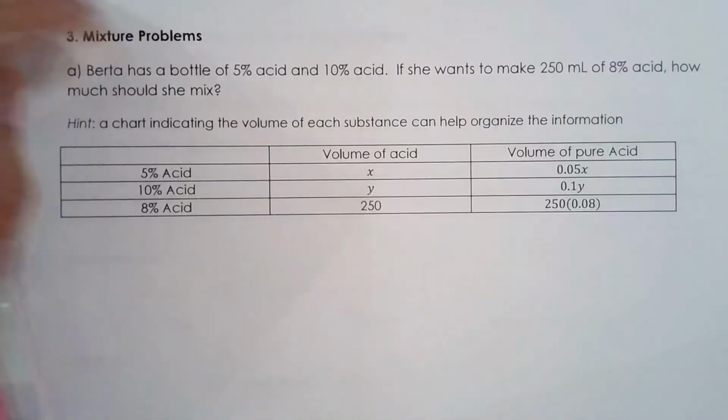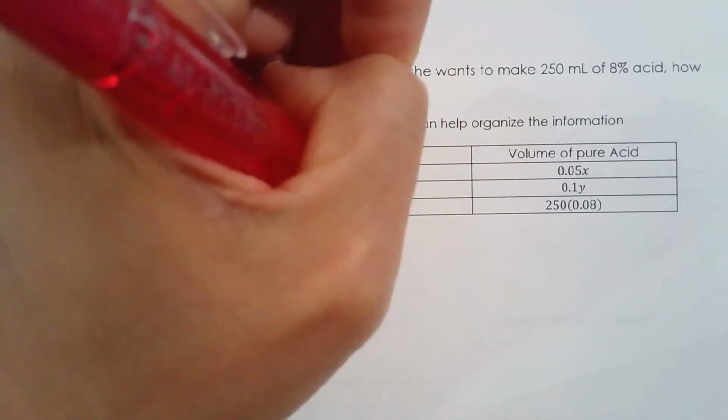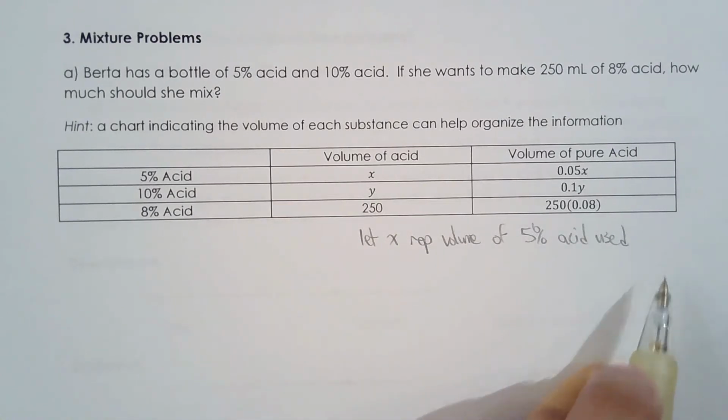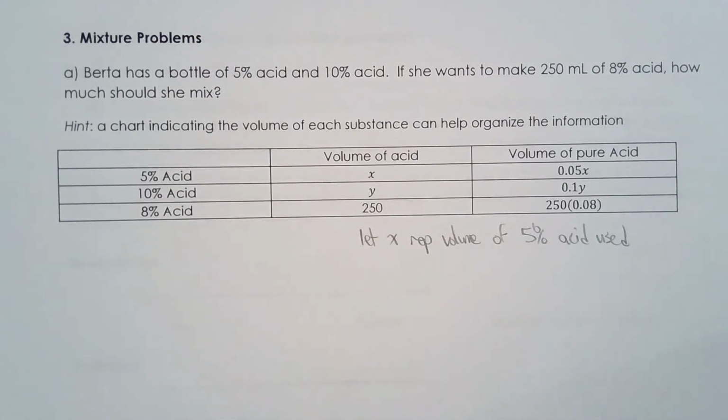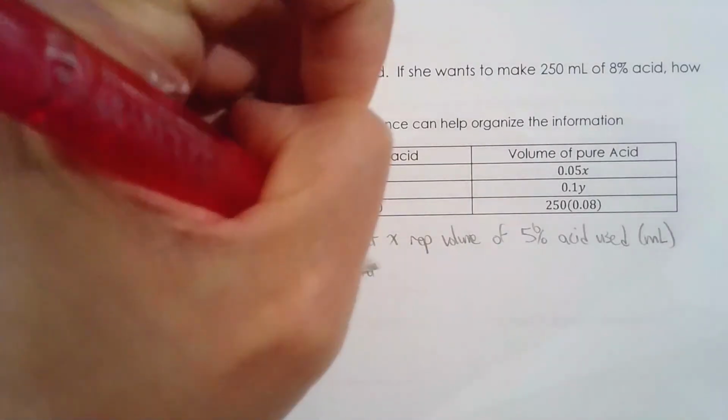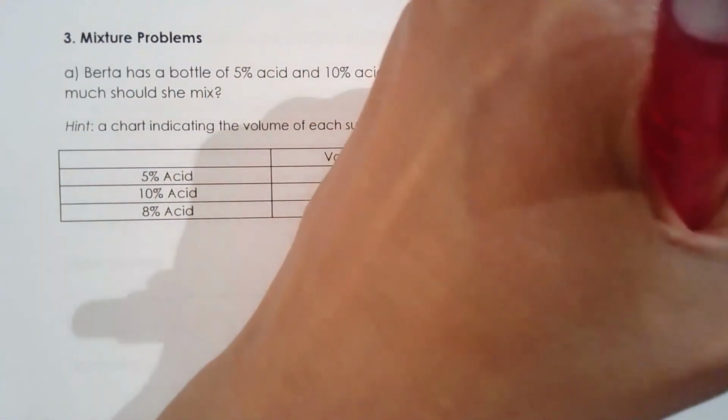Let's write out that statement first. Let X represent volume of 5% acid used. Please don't write "let X rep 5% acid." A good let statement really helps you understand the problem. It's the volume of the 5% acid used to generate this 250 milliliter mixture, and it's in milliliters. Let Y represent volume of 10% acid used in the mixture.